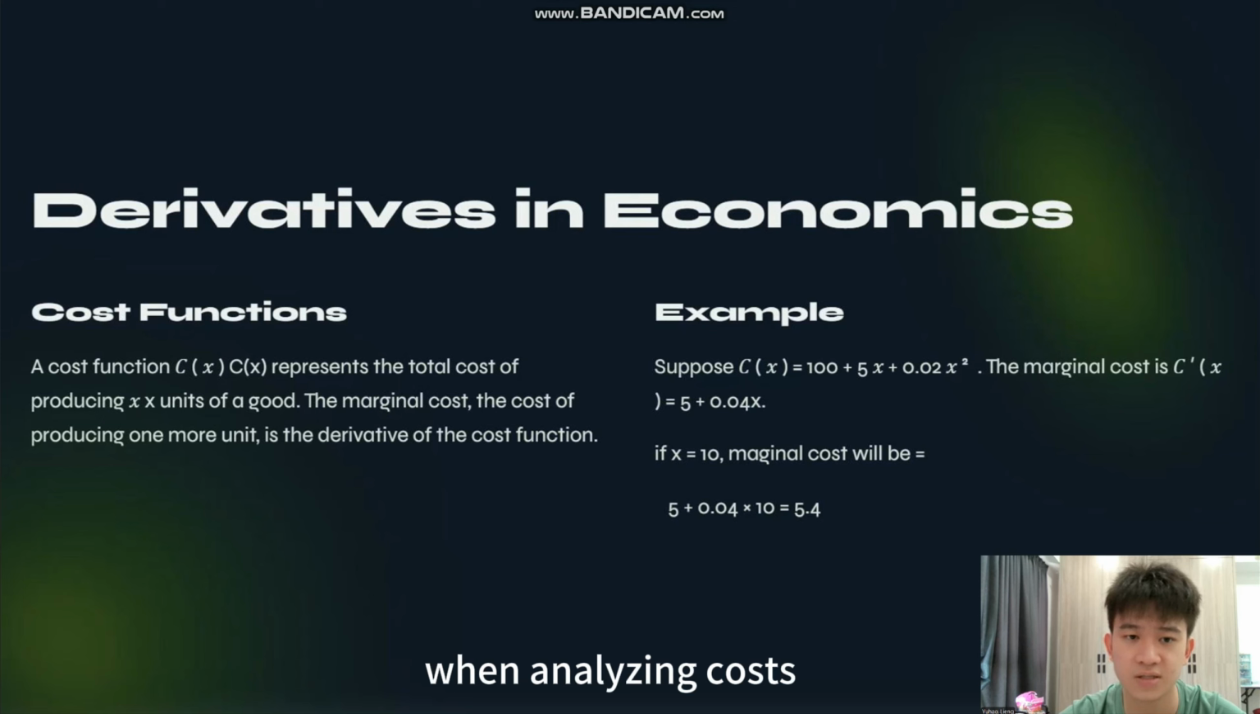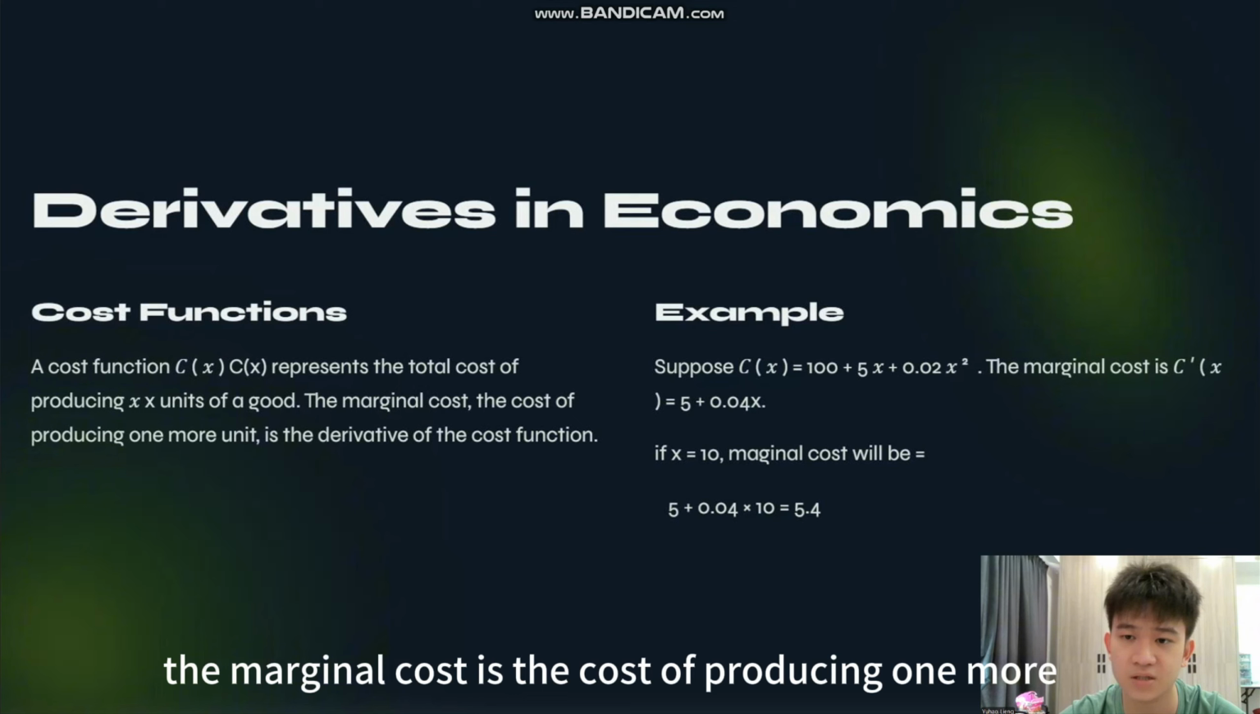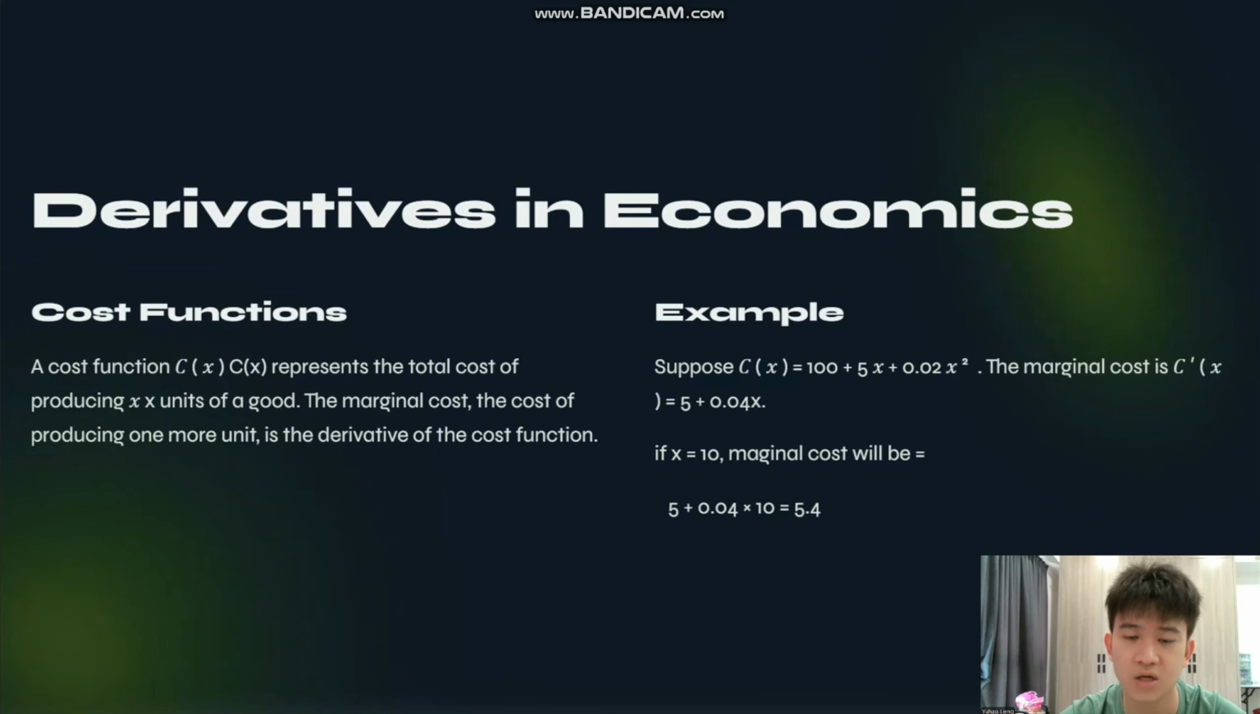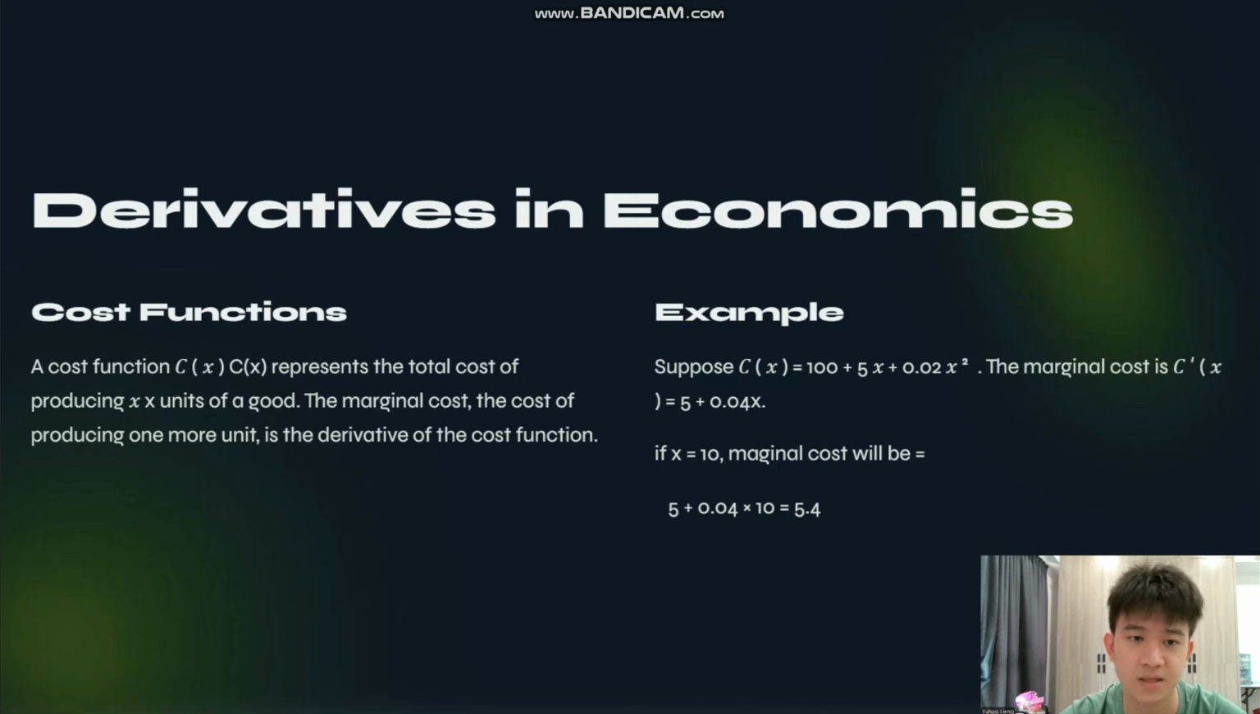When analyzing costs, it's crucial to understand the marginal cost. The marginal cost is the cost of producing one more unit of a good, which is essentially the derivative of the cost function. Now, let's take an example.